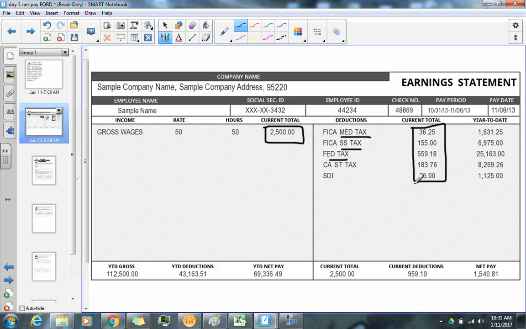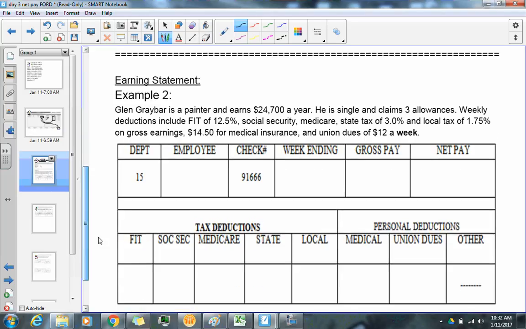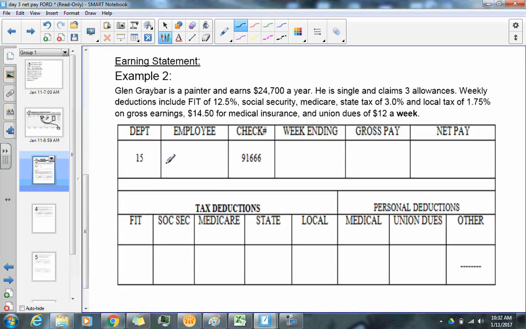Now, what you're going to do is take all these numbers and subtract them from 2,500, because these are all the deductions. And when you do that, you will get your net pay, which is down here. So he is actually getting a check worth $1,540.81. All right. So in this video, you're going to be creating one of these earning statements.